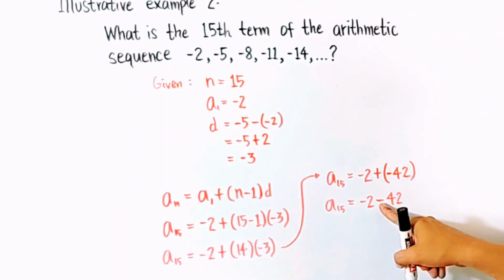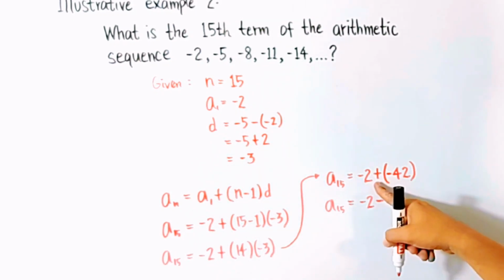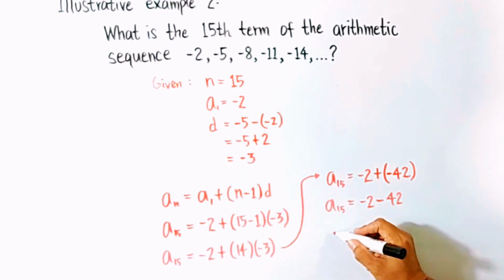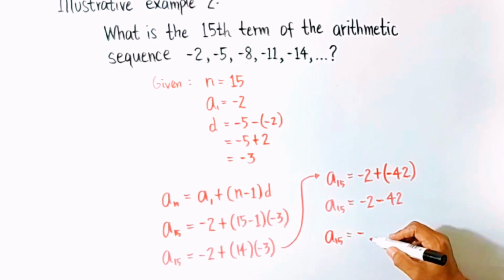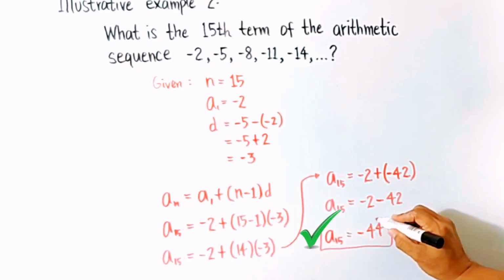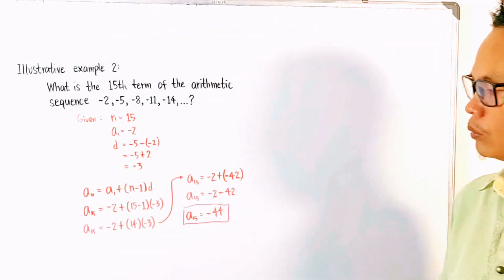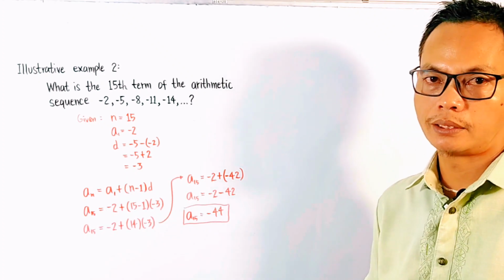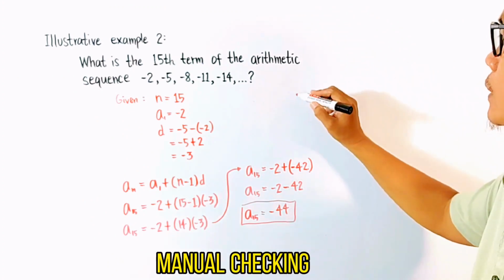Why did it become minus here? Because of the rule of addition and subtraction: if the signs are different, you need to use the minus sign. Then finally, we have a sub 15 is equal to negative 44. So this is our final answer. The question is, how sure are we that this answer is legitimate? Let us use manual checking.